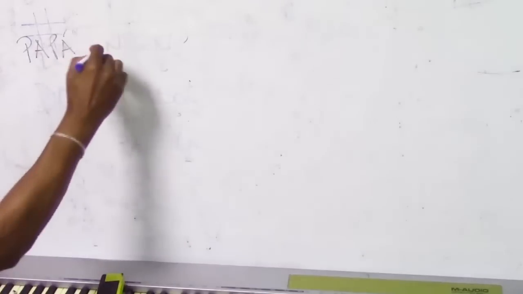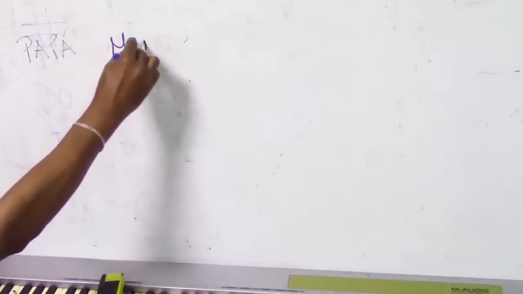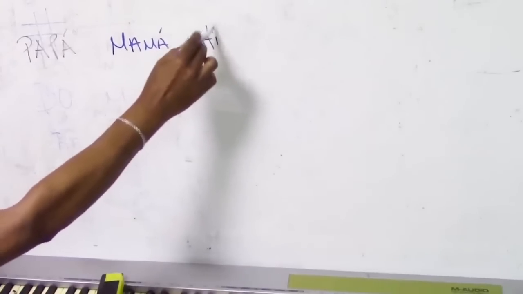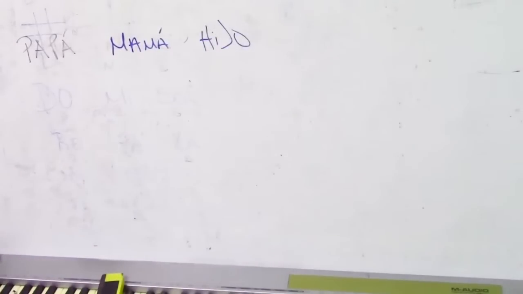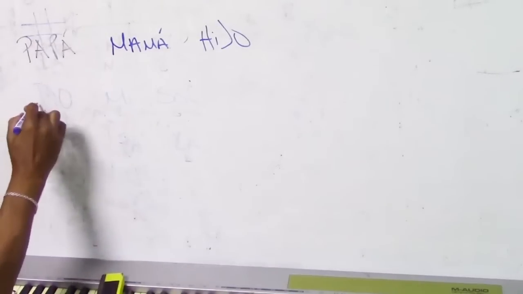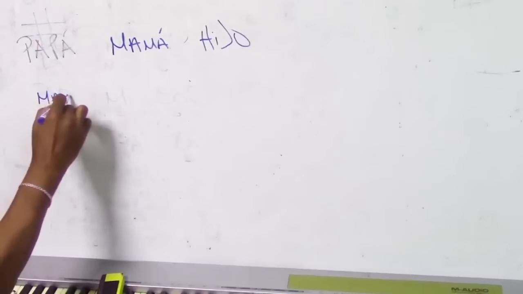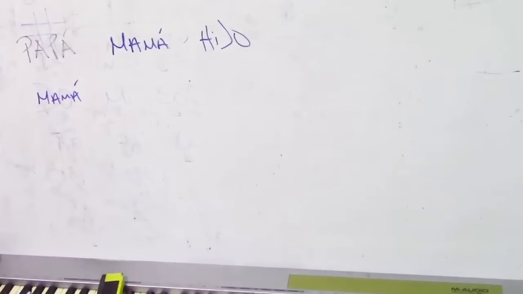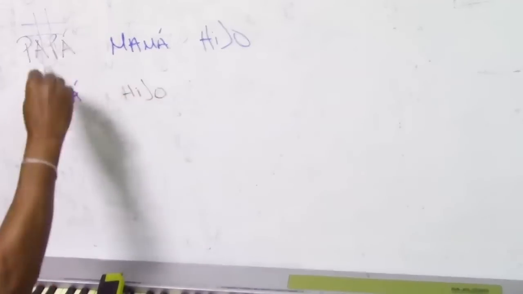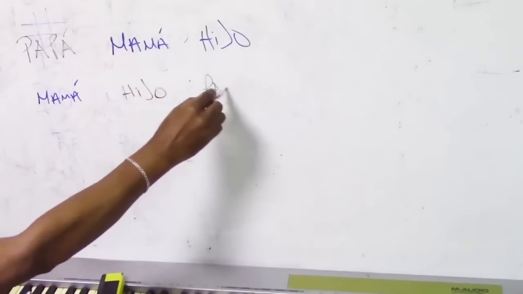Then in the middle, I will put the mom. And at the end, I will put the son. What would it be to invert the picture? The same family, but now the father won't be at the beginning, the mom will be at the beginning. Then next will be the son and the father at the end.